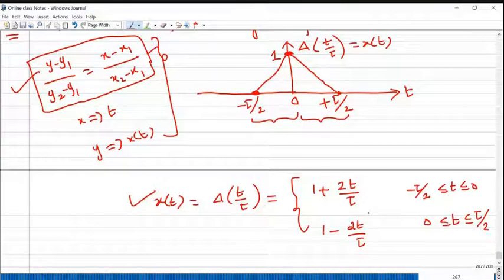As at the time of examination, let us assume you forget this expression. No issue. With this simple concept, you can write your x of t expression between these two intervals.